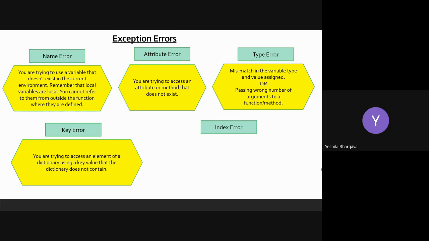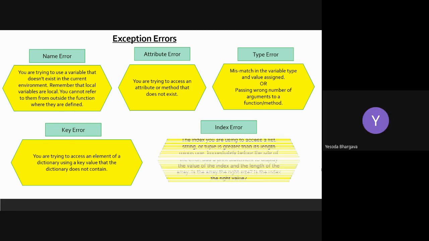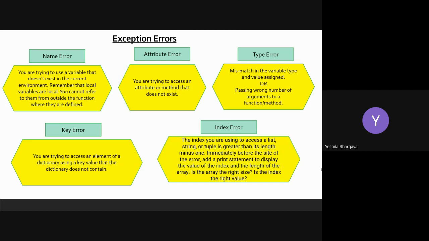And lastly, the index error, quite a common error. Array index greater than length of the array. Out of bounds, yeah. So the index you are trying to access in a list is greater than its length minus one. And in that particular situation, adding a print statement to display the value of the index is really very useful. So these are the kinds of exception errors, also called runtime errors, because you have to run the program to be able to identify the errors.